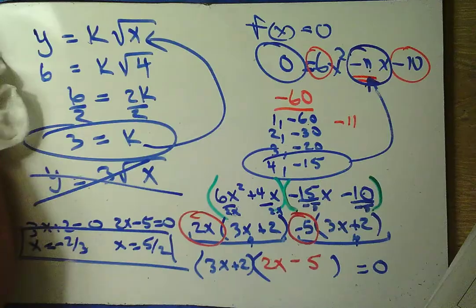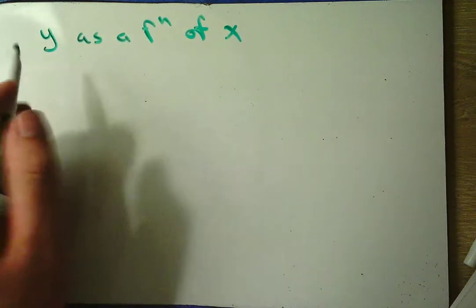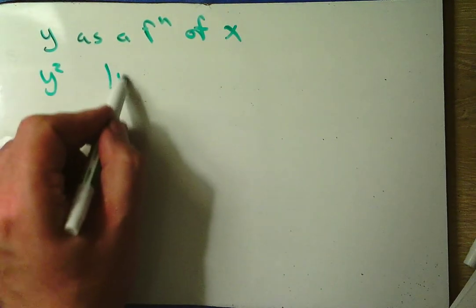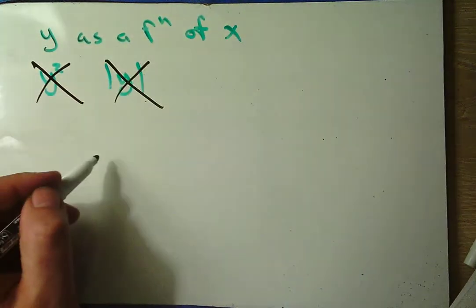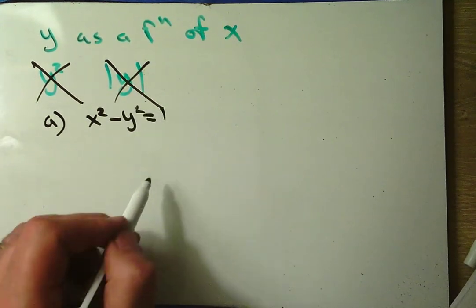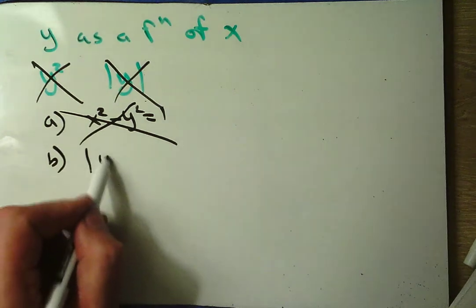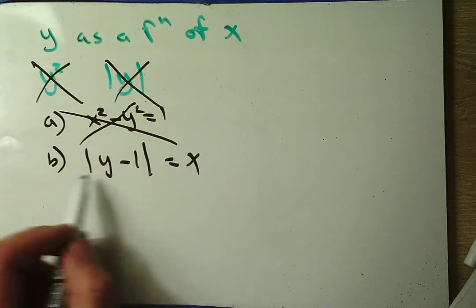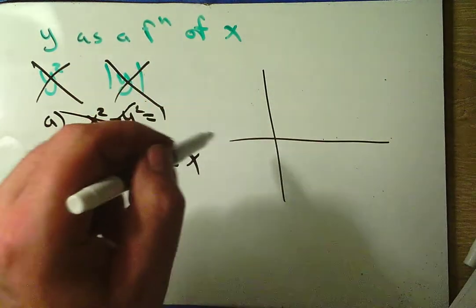Okay, let's take a look at problem number 4. Which of the cases represents y as a function of x? Well, remember, I said if you see y squared or absolute value of y, these are not y as a function of x. And I see that in case A, x squared minus y squared equals 1. That's not y as a function of x. And here in B, I see absolute value of y minus 1 equals x. That's the absolute value of y. That doesn't work. That's going to be a sideways.